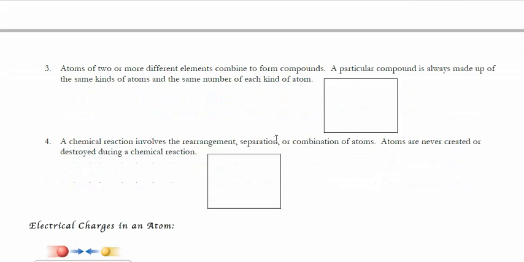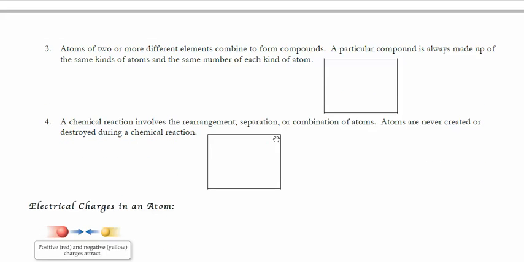The third postulate that Dalton had was the fact that atoms of two or more different elements combine to form compounds. Now, a particular compound is always made up of the same kinds of atoms and the same number of each kind of atom. So, for example, water, H2O. H2O has 2 hydrogens and 1 oxygen always. If you change the number of hydrogens or you change the number of oxygens, you change the compound.